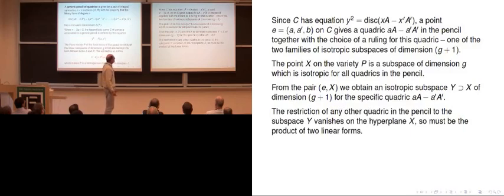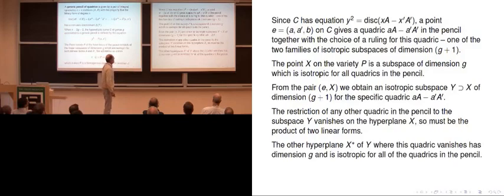So now restrict some other quadric in the pencil to that big space of dimension g plus 1. It already vanishes on this hyperplane, which is a common isotropic subspace. And when you have a quadric that vanishes on a hyperplane, it has to be the product of two linear forms. So it vanishes on some other hyperplane. Call that other hyperplane x prime, or x star. Well, x star is then isotropic for everything in the pencil because it's contained in y, so it's isotropic for this quadric, and it's isotropic for this quadric, so it's isotropic for all the linear forms. And that's a new point in the Fano variety.